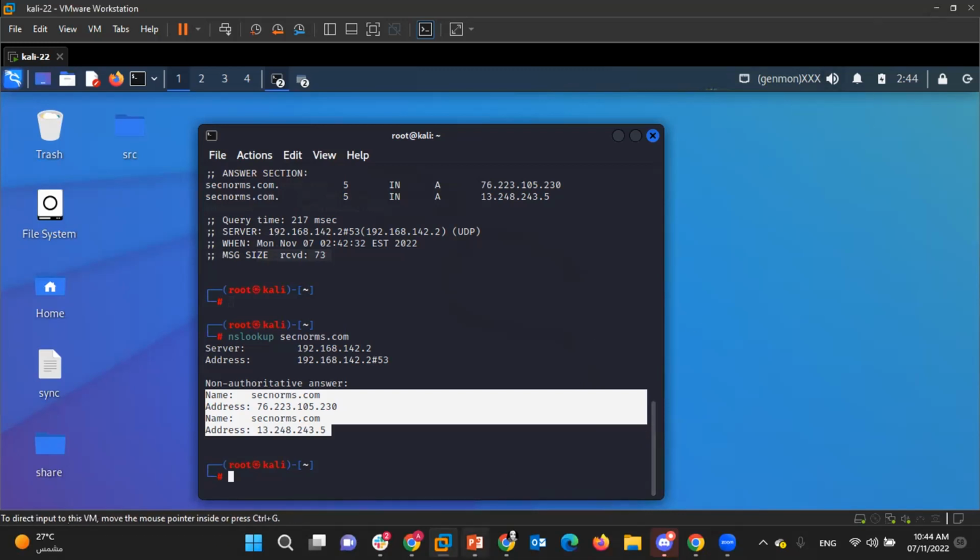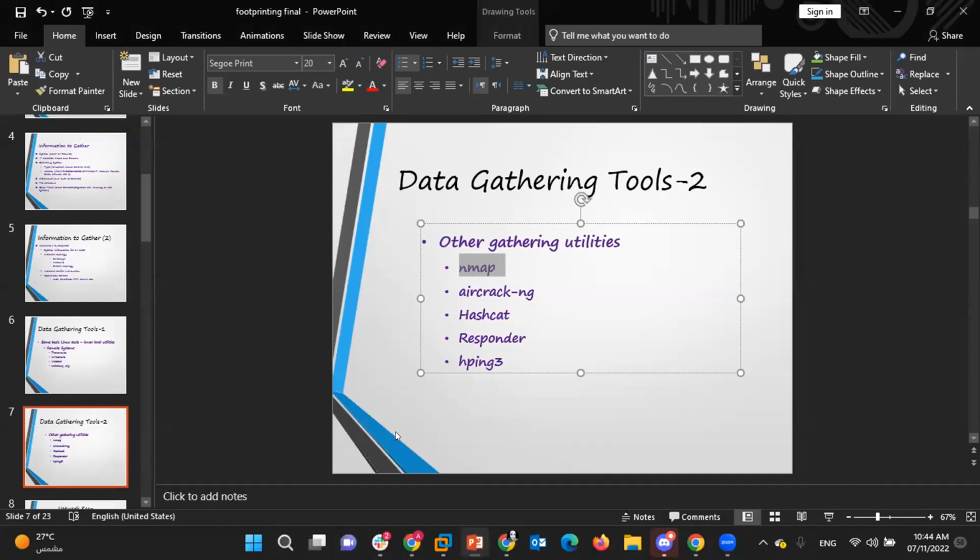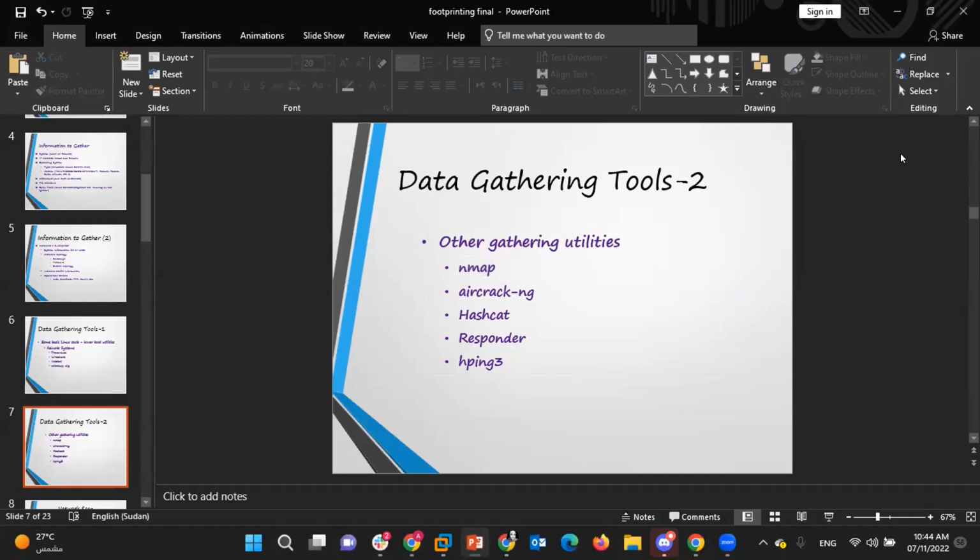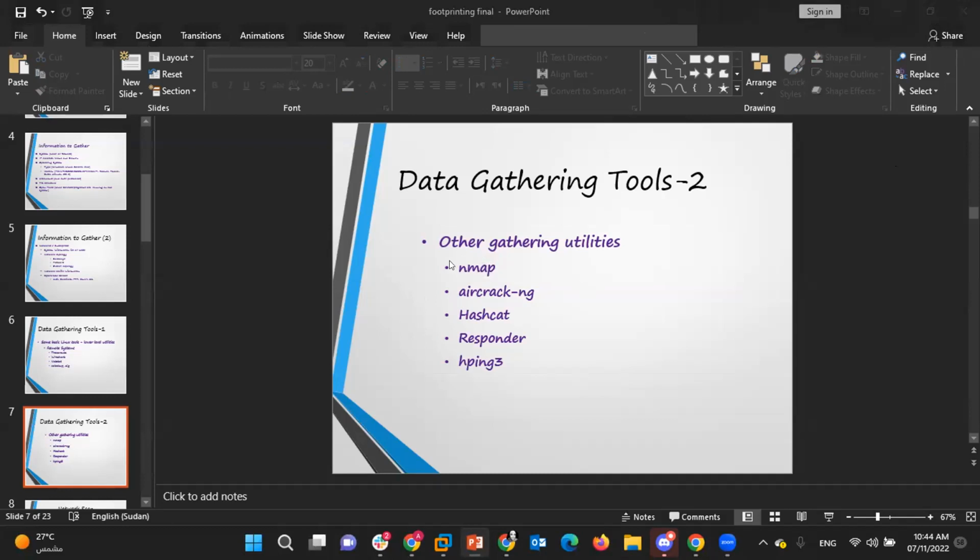Okay, let's go back. So Nmap can be used for data gathering. Also Aircrack. Aircrack is an old tool. It is used till now, but it is not a common tool to collect data. Hashcat came later with new features. It's a good one.